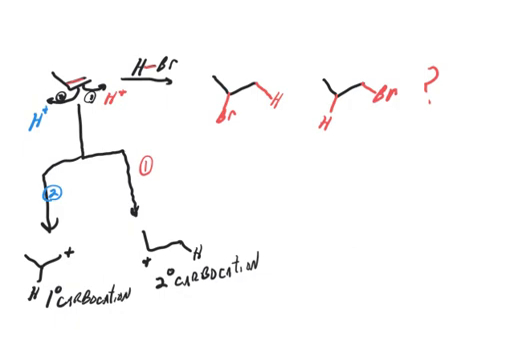So carbocations are electron deficient. The more carbon atoms I have, or atoms that could add electrons to it through an inductive effect, the more stable it's going to be.